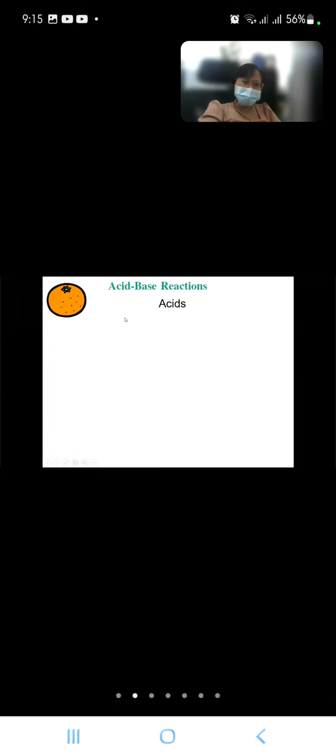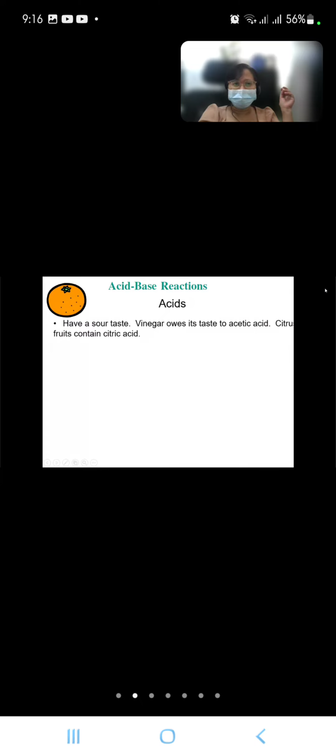So this type of reaction also occurs in aqueous reaction. Before discussing what happened during acid-base reaction, let us discuss first the properties of the acidic substances as well as the basic substances. So generally, acidic substances are having sour in taste, no? Like for example, the vinegar. The vinegar is sour. It's because of the presence of acetic acid. Citrus fruits also contain citric acid.